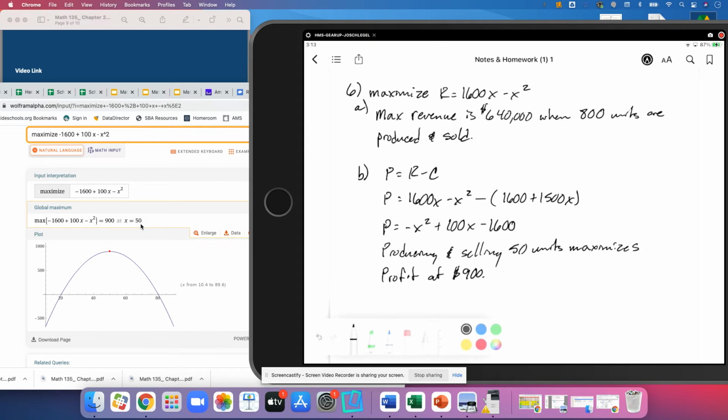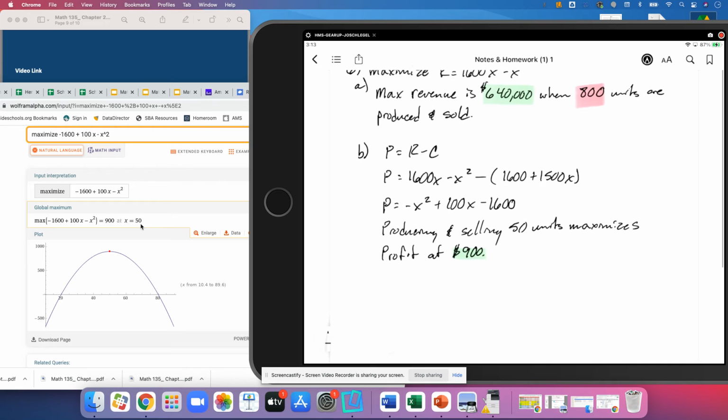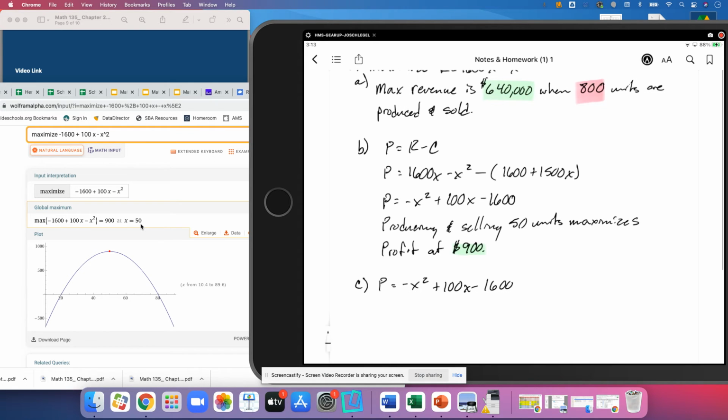Okay, so if you're like me, you're sort of thinking, hey, I would rather have $640,000 than $900. And that's true, but let's examine again up here for revenue. It's 800 units that maximizes revenue. For part C, we're asked if we care about revenue or profit more. Let's test 800 in our profit function. So again, if we were looking to maximize revenue at $640,000, let's see what our profit would be, because that happens when we produce and sell 800 units.